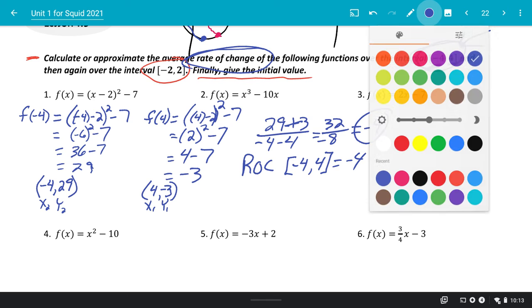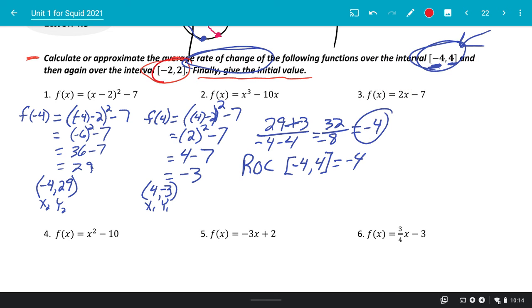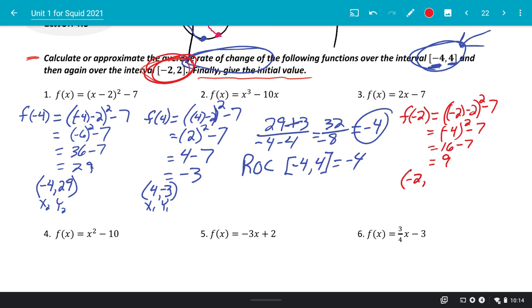I got to do it all again for this one, for -2 and 2. Ready? So f of -2 is -2 minus 2 squared minus 7. -2 minus 2 is -4, squared is 16. 16 minus 7 is 9. So I did all that to find my input's -2, my output's 9.